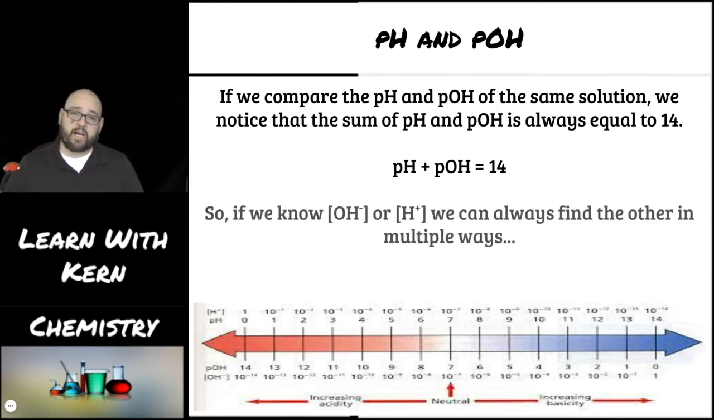So if you know your hydrogen ion concentration or your hydroxide ion concentration, you can always find the other one in multiple ways. You can do it by finding your pH, subtracting from 14 to get your pOH, and then you can find your OH concentration that way. You could use the Kw to do it. There's lots of different ways that you can do it. You're going to get the same answer regardless of which way you do it. So it doesn't really matter the path that you take. It just matters that you get the right answer.